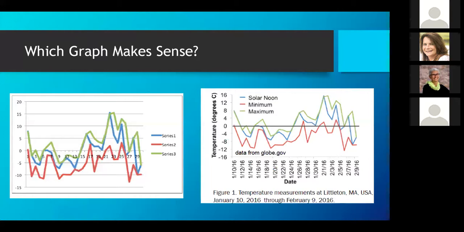So as you can see, on the graph on the left, the legend is not given. There's no axis information of what we're even looking at. There's no title. And on the right-hand side, we know exactly what we're looking at. We know each axis is identified, the legend is identified, and the figure has a title to it.